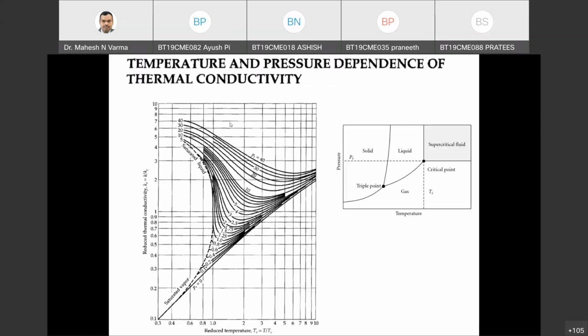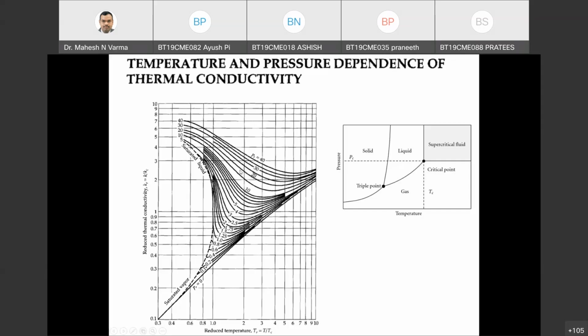Okay, so this is exactly the similar graph. There I had reduced temperature versus reduced viscosity previously. Now here you can see I have reduced temperature versus reduced thermal conductivity at different values of reduced pressure.